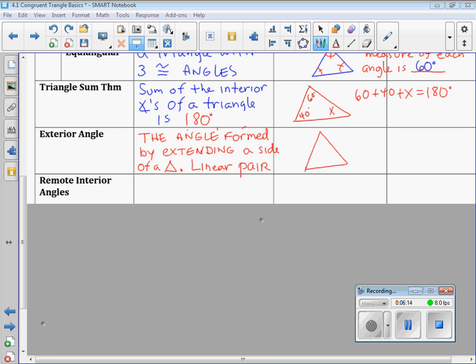Exterior angle. Look at an exterior angle. That's the angle formed by extending a side of a triangle. So take a look at my triangle here. If I extend this side, it forms this angle. And if I was to extend this side, it would form this angle. And if I extended this side, it would form this angle. It's important to note that the inside angle of the triangle and the exterior angle that lies next to it are a linear pair.